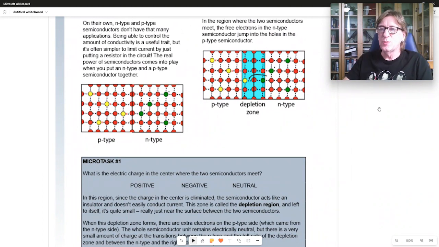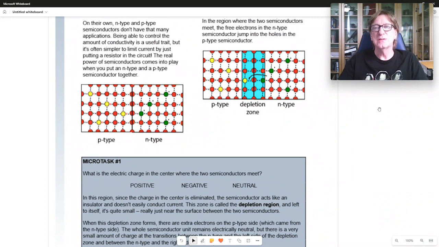So with a diode, we're going to take one of each of the different types of semiconductor materials. We've got a p-type and we've got an n-type, and we're going to put them together. So when we look at that, where they meet, in this region where they meet, I'm just going to blow this area right here up, and that's what you're seeing right here.